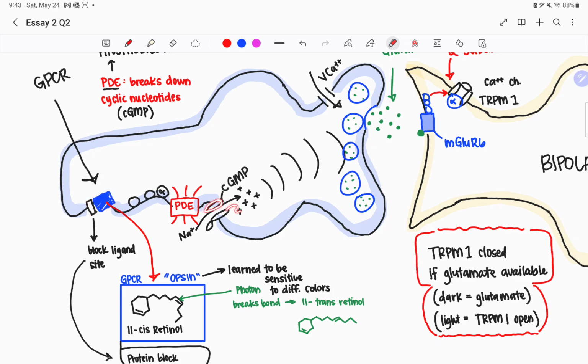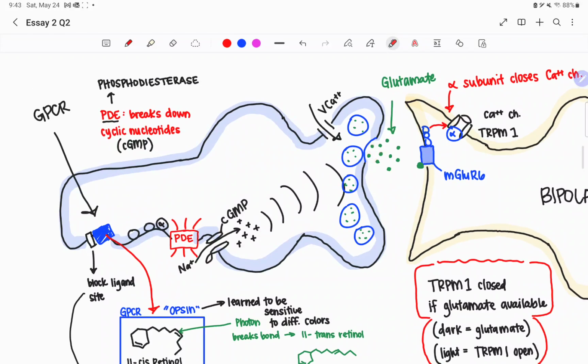And so that means we have this channel here that's wide open. Okay, and so it's causing a depolarization of our cell, opening a voltage-gated calcium channel. Calcium's rushing in, doing its thing, causing exocytosis of the neurotransmitter called glutamate. Okay, now glutamate comes through here, and it binds to this GPCR called mGluR6.